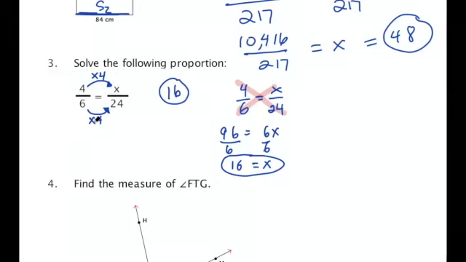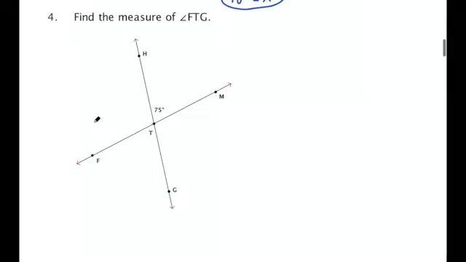Okay. All right, so now we jump into chapter 3 concepts. So the first thing we want to do is make sure we recognize that this is 75, and then it's going to be asking for an angle, but we don't know what angle it's asking for. So we take this angle, and it says I'm going to start at F, go through T, and end in G. So I start in F, go through T, end in G.